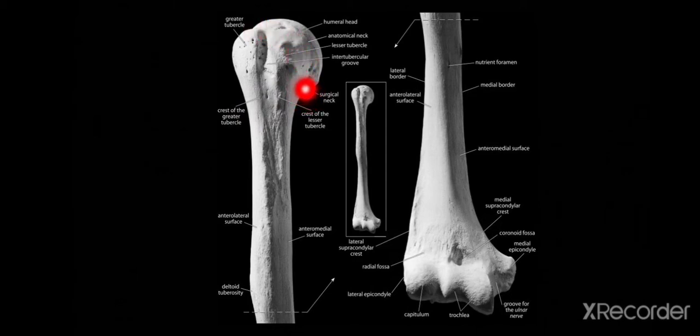Coming to the anatomical neck, it gives attachment to the articular capsule of shoulder joint. Superiorly, it is deficient to allow the tendon of long head of biceps brachii, and medially it extends downward onto the shaft for about 1 to 2 centimeters.